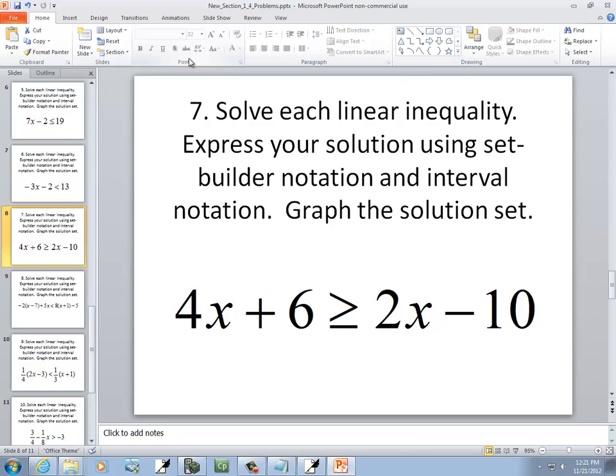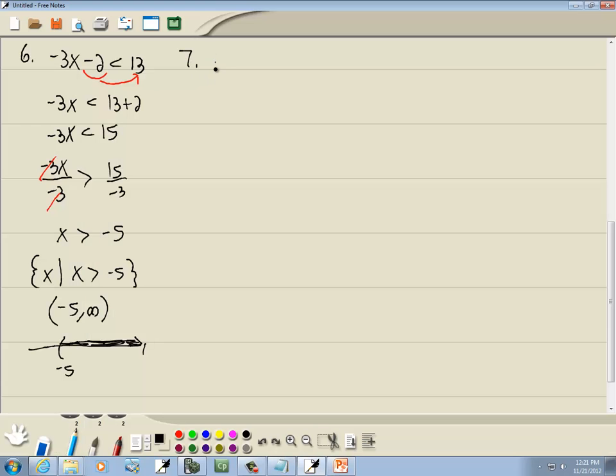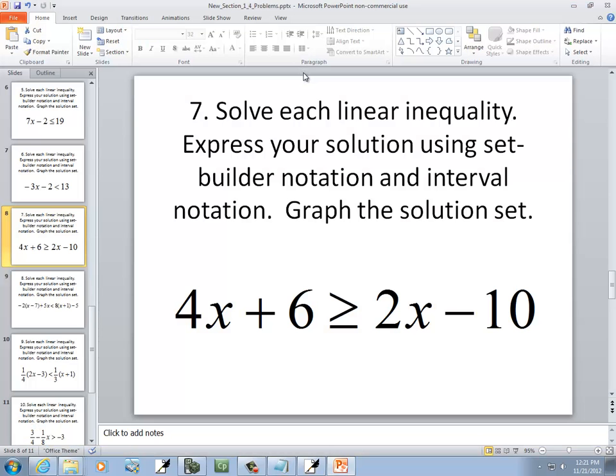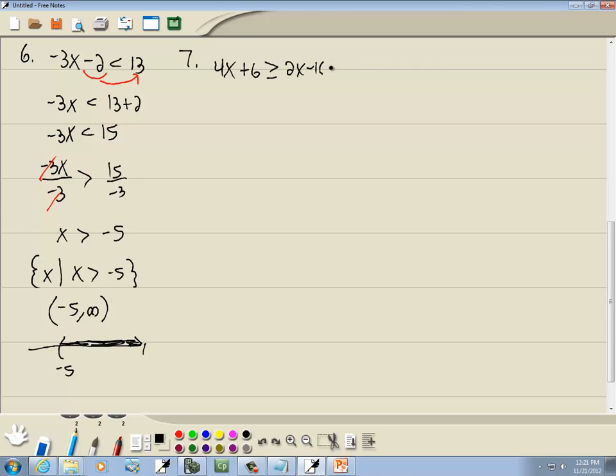And let's look at this one. So we've got 4x plus 6 is greater than or equal to 2x minus 10. First step, get rid of parentheses. Don't have any. Second step, get rid of fractions. Don't have any. Third step, get everything with an x on the left side, numbers on the right. So I'll take 2x, move it to the left side, and take 6 and move it to the right side. Anytime you take anything across the inequality symbol, the sign changes. So my positive 2x becomes a negative 2x. My positive 6 becomes a negative 6.